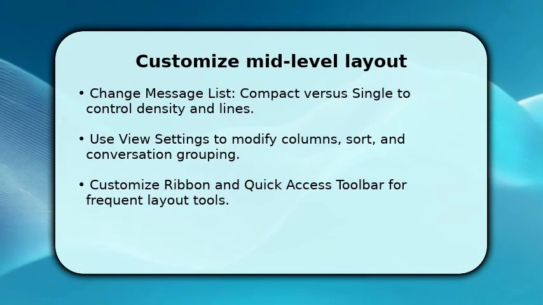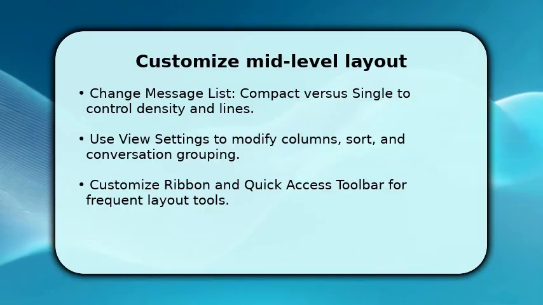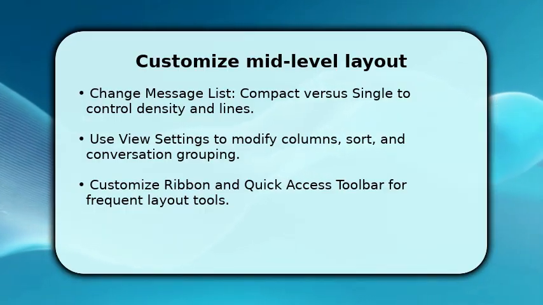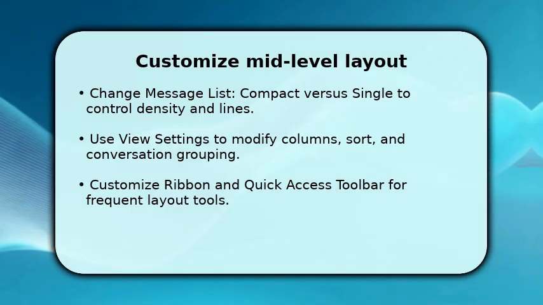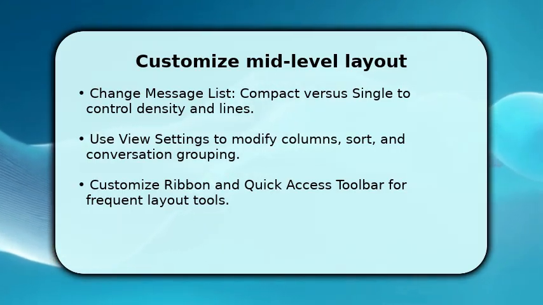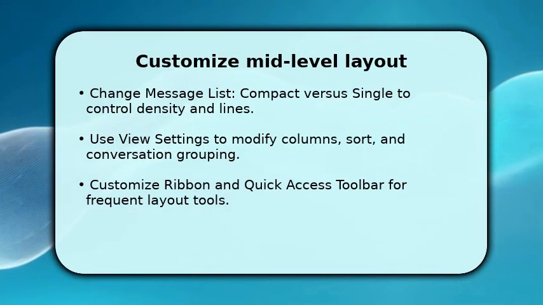Next, refine how information is presented. Switch message list to compact versus single line to increase or decrease density, and understand why one helps quick scanning while the other shows more details. Open View settings to edit columns, sort order, and conversation grouping. These controls change what you see and how fast you find mail.